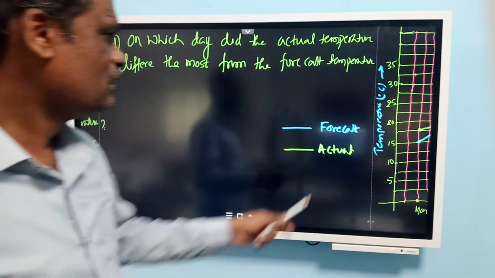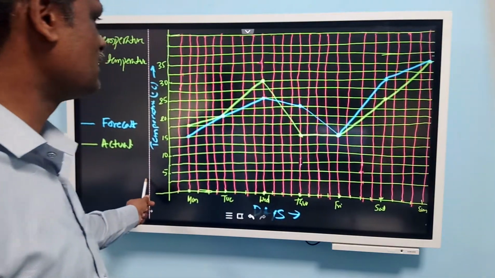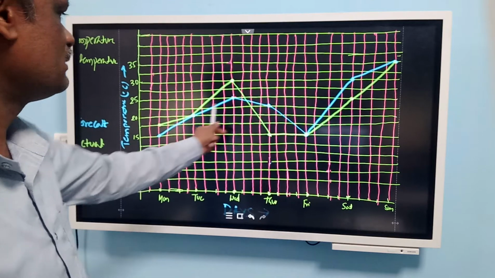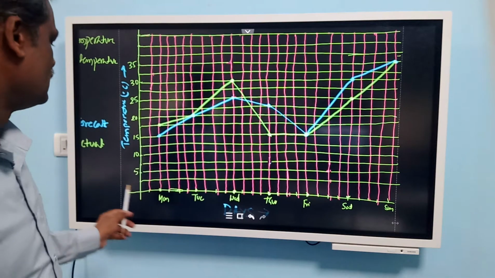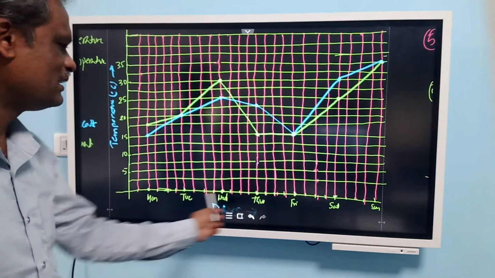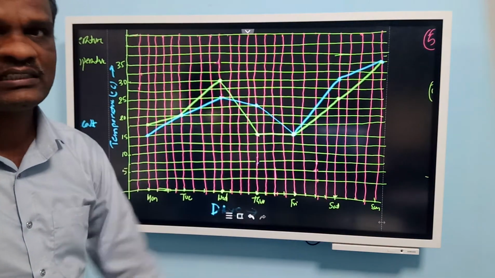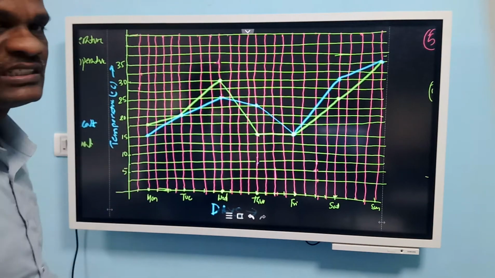So here you can see forecast temperature is shown in the graph and actual temperature is also shown in this graph. This blue line represents the forecast temperature and the green line represents the actual temperature. Along the horizontal line you can take the days: Monday, Tuesday, Wednesday, Thursday, Friday, Saturday and Sunday. Along the vertical line the temperature is taken. It is in degrees Celsius.